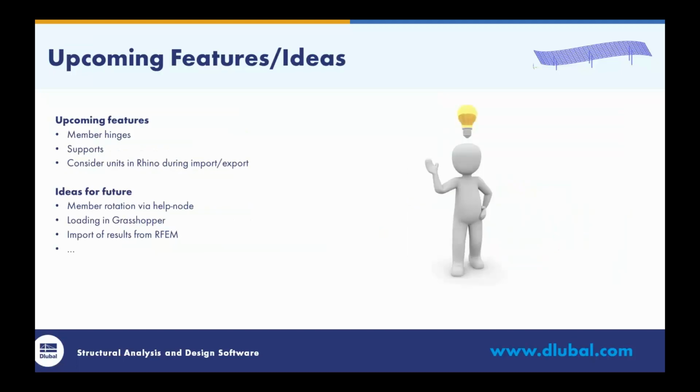Regarding the upcoming features, we definitely plan to insert additional components that deal with the support in Grasshopper. And we also want to update the member component so that we are able to define member hinges in Grasshopper. Another topic is that we want to consider the units during the export and import to Rhino. That is a little bit an open topic right now. And then there are a lot of ideas for the future.